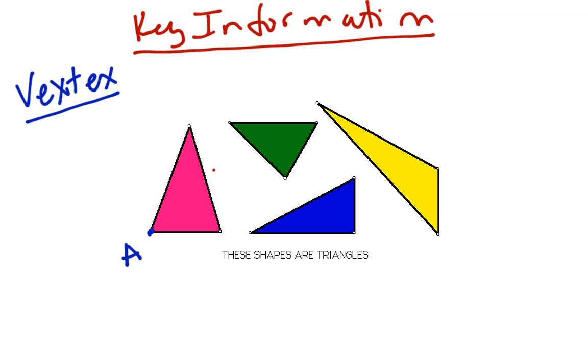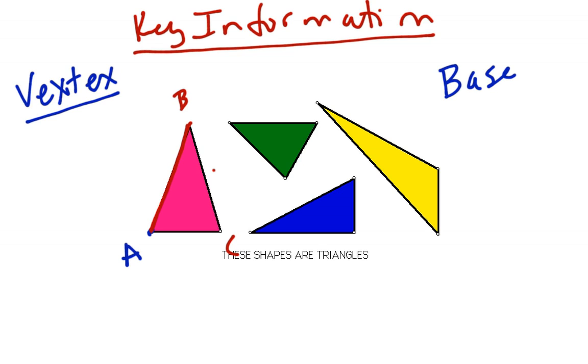The other part of a triangle is the base, and the base can be any of the sides. It doesn't have to be the bottom side. So in my pink triangle, I'm going to change it up here just so that you can understand that the base can be any side. So I'm going to name my triangle ABC, and the base I'm going to choose is the base that goes from B to A. So notice I did not choose the bottom, the AC base.